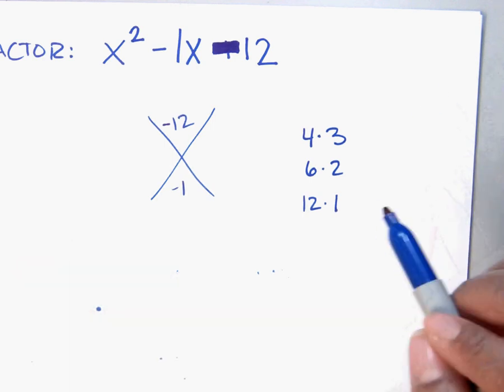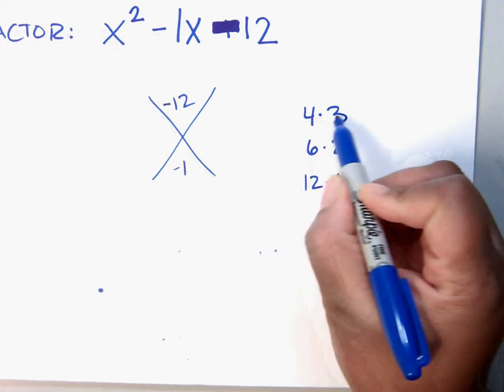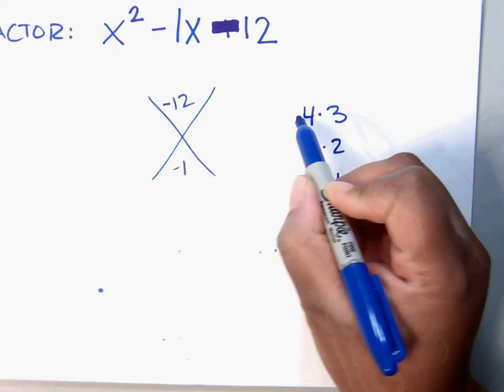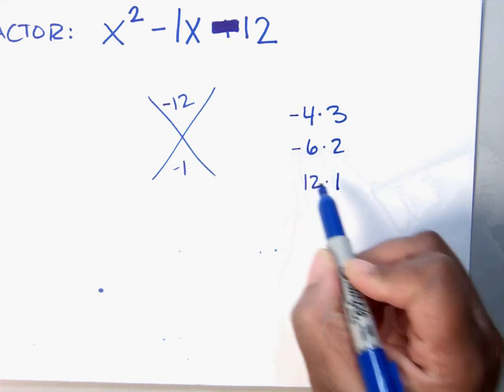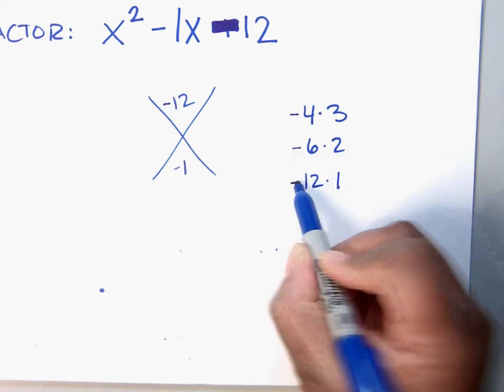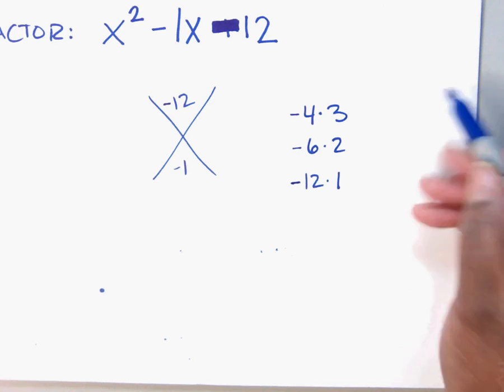How many people are confused? Good job. So which one do you want to make negative here? 4. Okay. Which one do you want to make negative here? And then which one negative here? 12. Okay, now what? Now you guys solve.